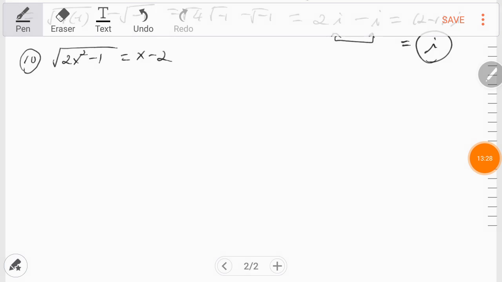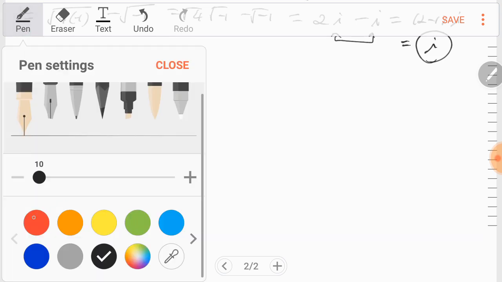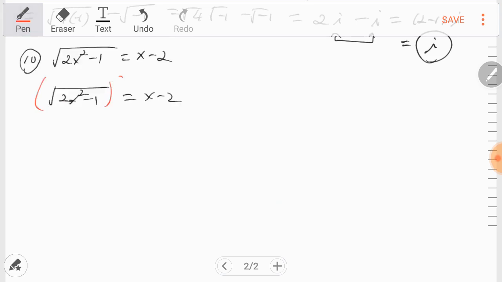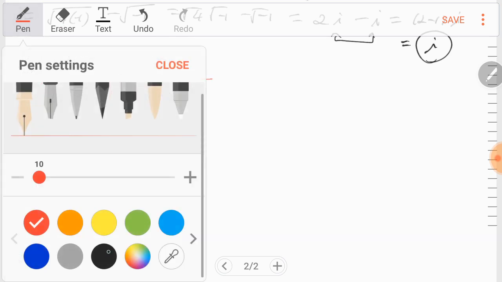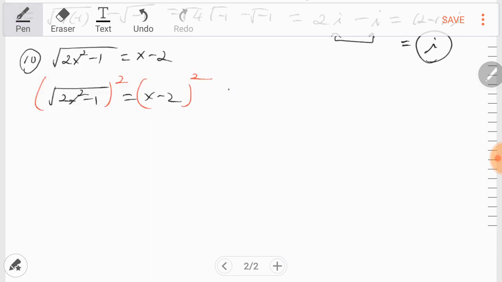Okay, number 10, solve the equation containing a radical. Since it contains a radical, we have to get rid of this radical symbol by what? By squaring each side. So square each side, then we can get rid of the square root. And then what do we do? Always check. Okay, check the solution.